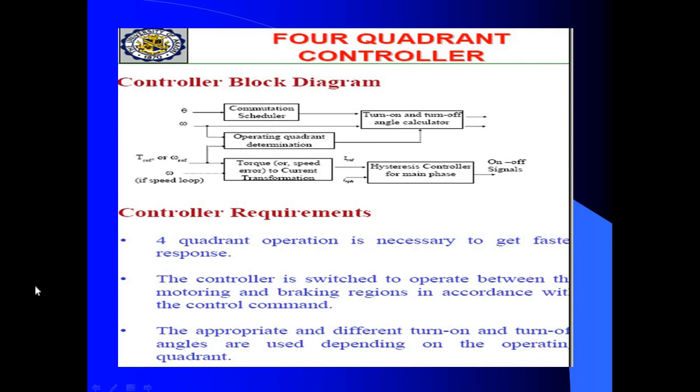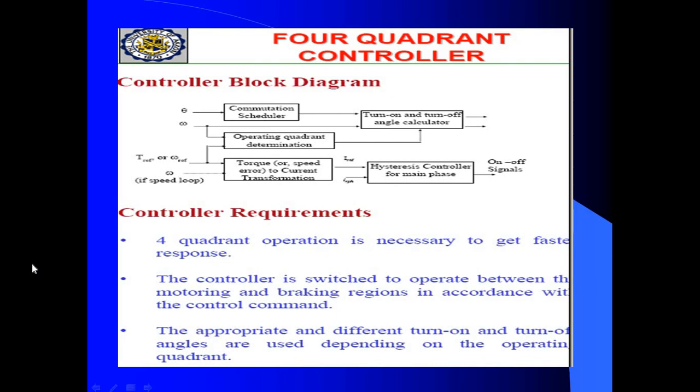Controller block diagram. Here in the block diagram, it will be mentioned for theta, the angle of commutation scheduler, and the next one is omega. It will be connected to the turn on and turn off angle calculators, and the next is operating quadrant determination. So here the four quadrant determination is for the first quadrant, second quadrant, third and fourth quadrant.